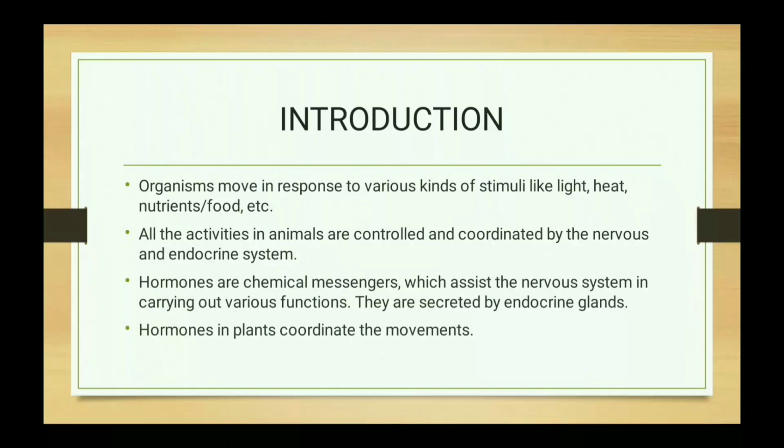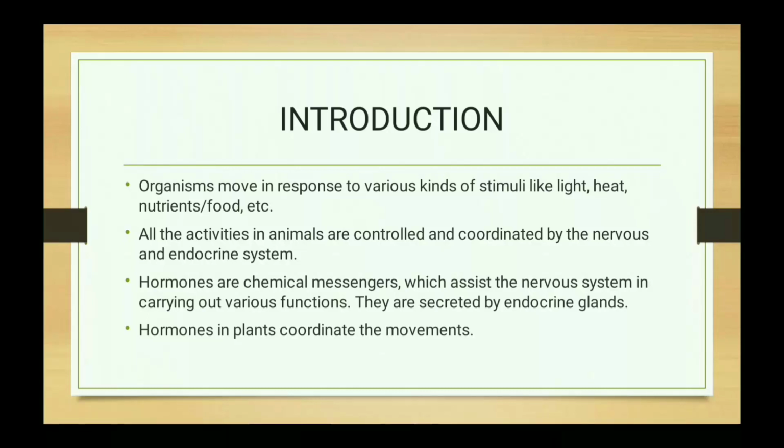Hormones are chemical messengers which assist the nervous system in carrying out various functions. They are secreted by endocrine glands. Now, what are hormones? The chemical messengers which help in the functioning of various systems in our body. But where are these hormones secreted from? They are secreted by the endocrine glands, which we will study in detail in the coming slides. Hormones in plants coordinate the movements. Plants also have hormones. They coordinate the plant's movements.